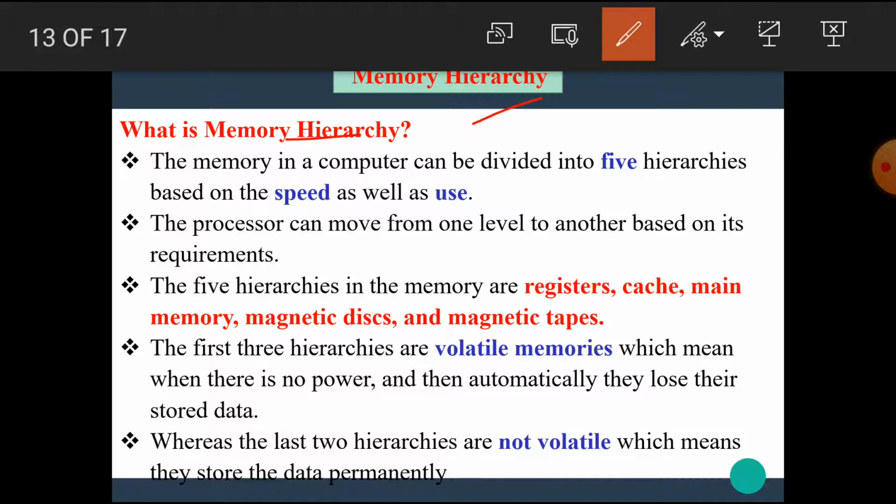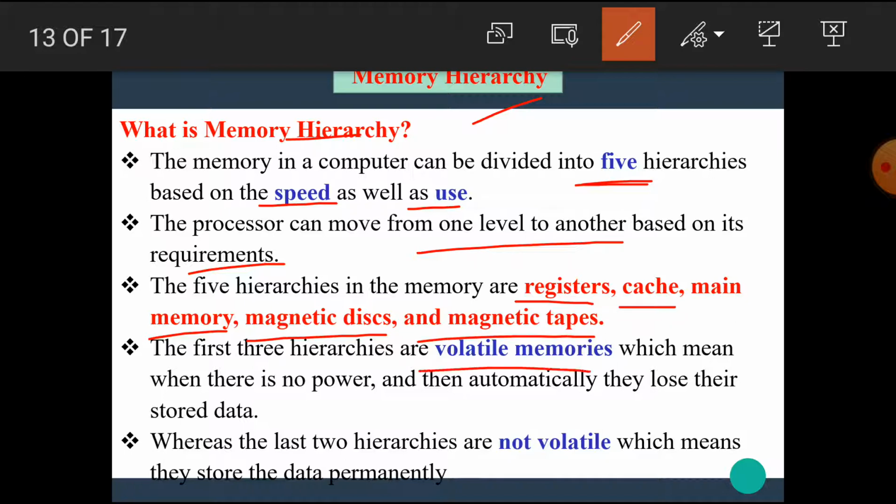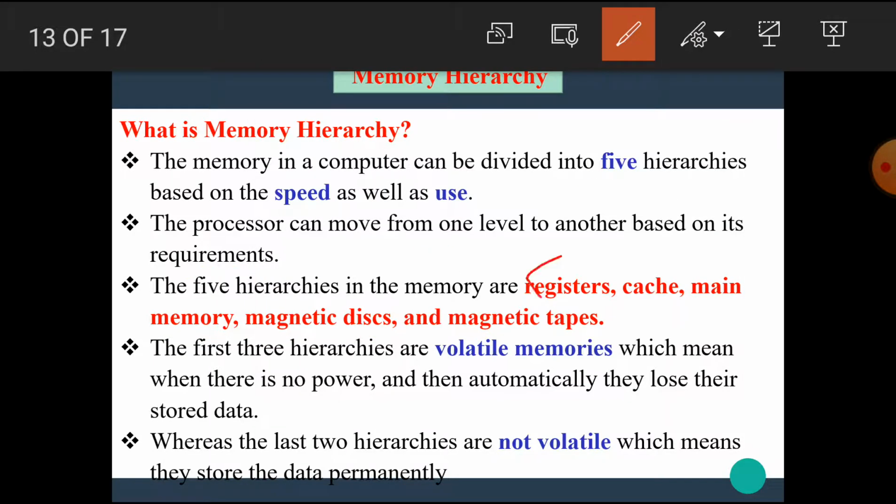The memory in a computer can be divided into 5 hierarchies based on the speed as well as use. The processor can move from one level to another level based on its requirements. The five hierarchies in memories are register, cache, main memory, magnetic disk, and magnetic tapes. The first three hierarchies are volatile memories. That means the registers, cache, and main memory are volatile memories, which means when there is no power they automatically lose their stored data.